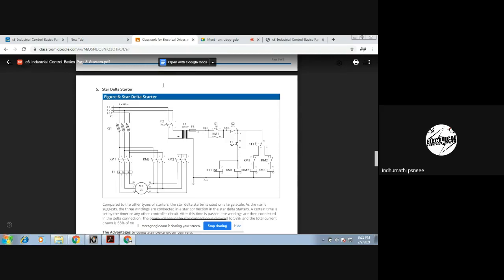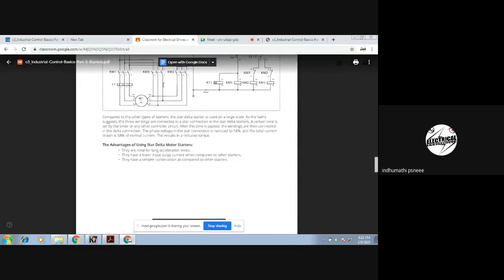So this is the star delta starter, and the advantages are that they are ideal for long acceleration time, they have lower input surge current compared to other starters, and they have a simple construction compared to other starters. They also have a compact size.